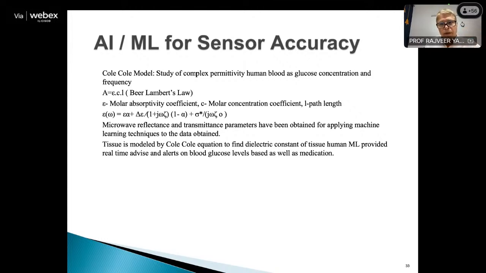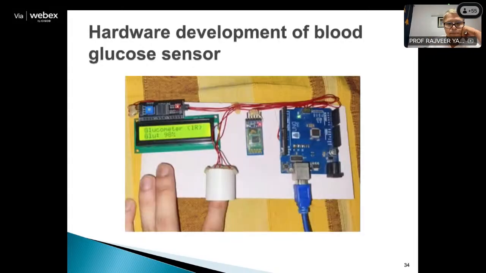Now, I was talking about the mathematical relation of the Cole model. Here A is absorption, with epsilon, C and L, which I have already told you, and the method of absorption is broadly depicted in this Cole model equation. This is the hardware development of the blood glucose sensor. Here, this shows the finger housing. In this finger housing, the photodiode and the LED are placed.